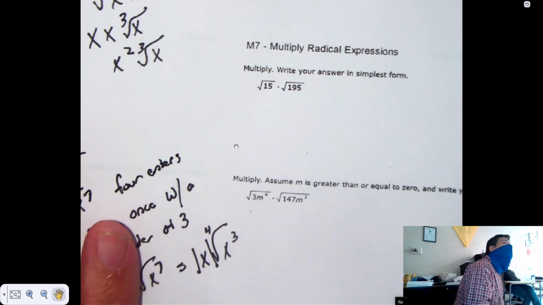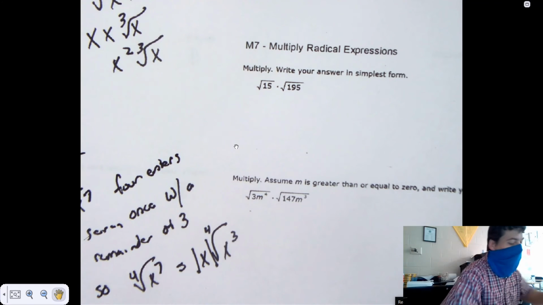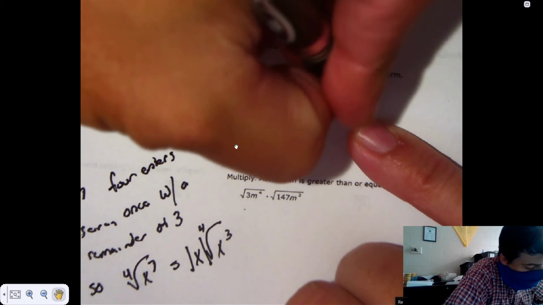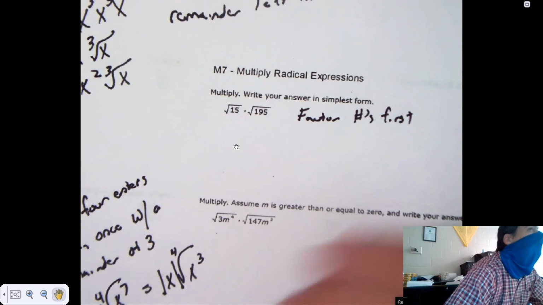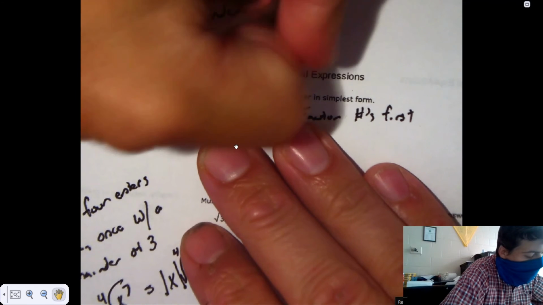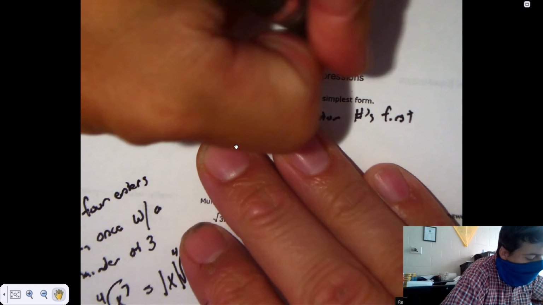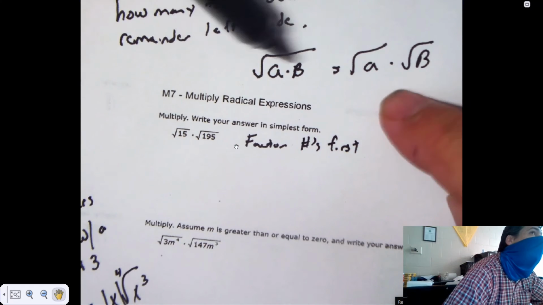Next up is a section that works with numbers. It's multiplying radical expressions. Multiply and write your answer in simplest form. Now, this section is actually a lot easier if you'll factor the numbers first. It's my suggestion that you factor the numbers first. And what you're doing is you're kind of relying on a theorem. I don't know that you have to know it, but the square root of a times b is the square root of a times the square root of b.